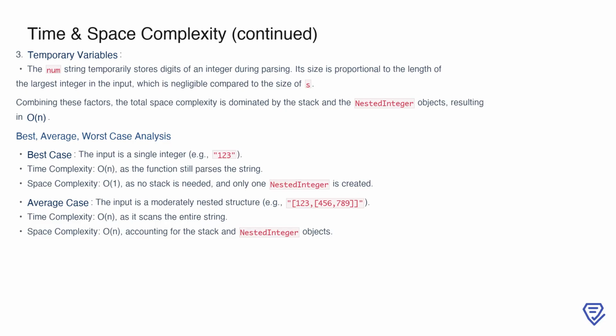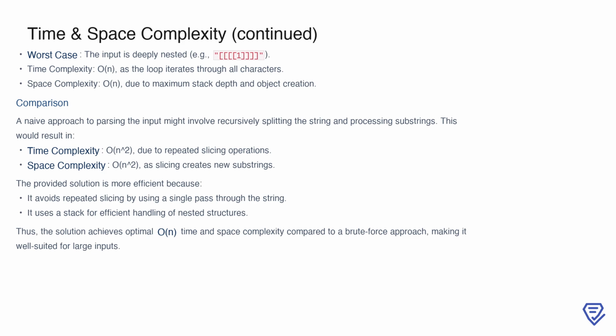In the average case, for a moderately nested structure like [123,[456,789]], the function still processes all characters, maintaining O(n) time complexity. The space complexity in this case is O(n) as well, due to the stack and the nested integer objects created. In the worst case, where the input is deeply nested, such as [[[[1]]]], the time complexity remains O(n), since the function must iterate through all characters. However, the space complexity becomes O(n) due to the maximum stack depth and the creation of nested integer objects.